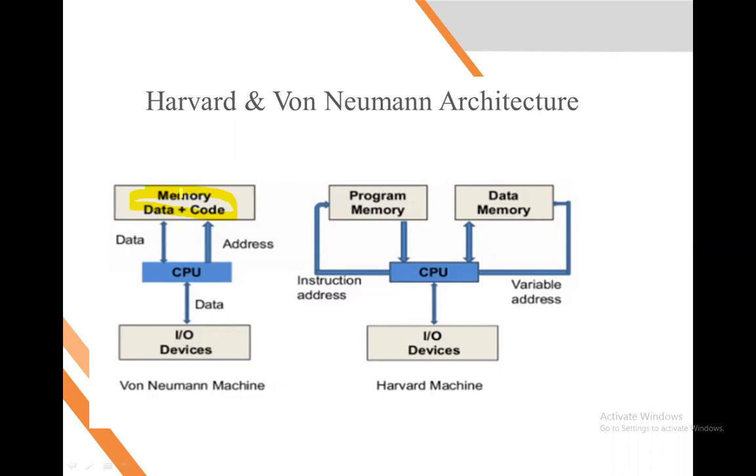Apart from cost, if you design the 8051, it requires more lines to fetch the program memory and data memory, so more address buses. So the structure is complicated in a Harvard machine. This is one drawback. But in the von Neumann structure, there is no complex structure, because there is only one memory which is accessed for both data and code.